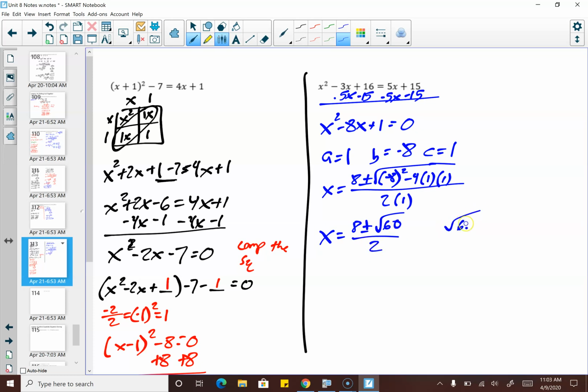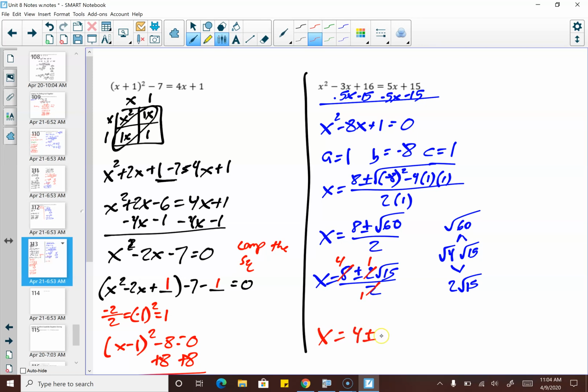60 is not perfect, however 60 does split. Square root 4, square root 15 comes back together to give us 2 square root 15. So x equals 8 plus or minus 2 square root 15 over 2. These all simplify. They can all be divided by 2. And when we do that, we get x equals 4 plus or minus square root 15. And we do not have to write over 1. So there is our final answer.